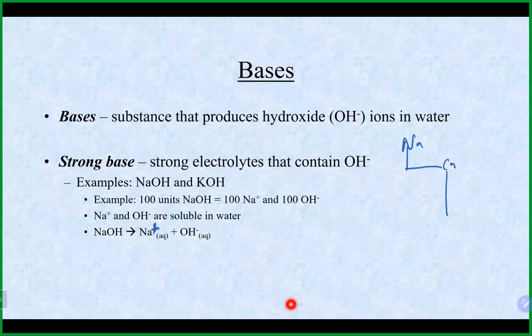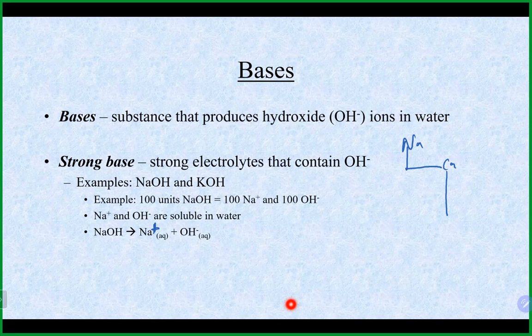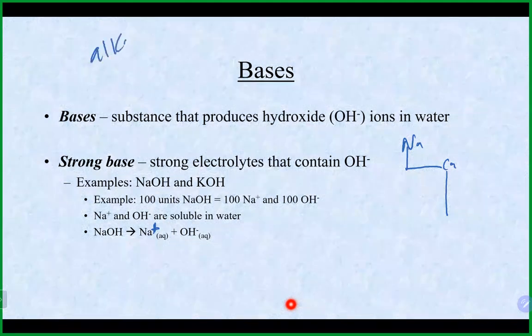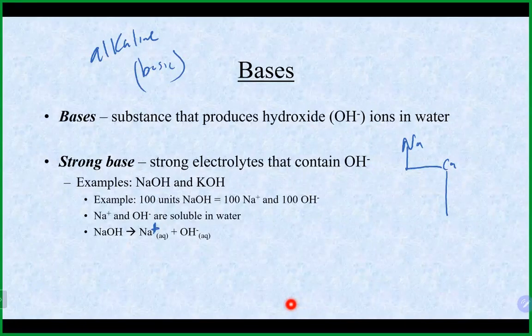So a lot of strong bases come from group 1 on the periodic table and group 2 on the periodic table. Group 1, if you remember, are the alkali metals. Group 2 is the alkaline earth metals, and the word alkaline means basic. So a lot of strong bases come from group 1 and group 2, and they have hydroxide actually in the formula.